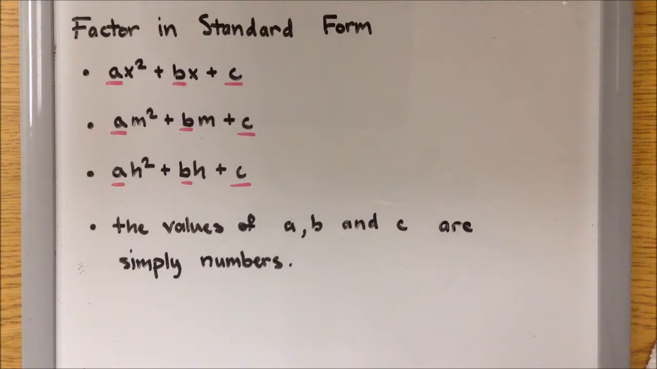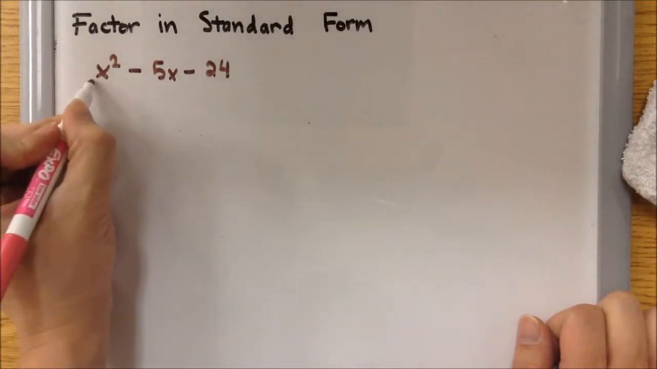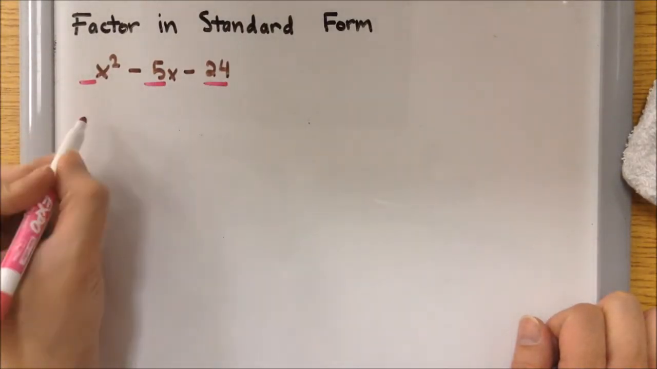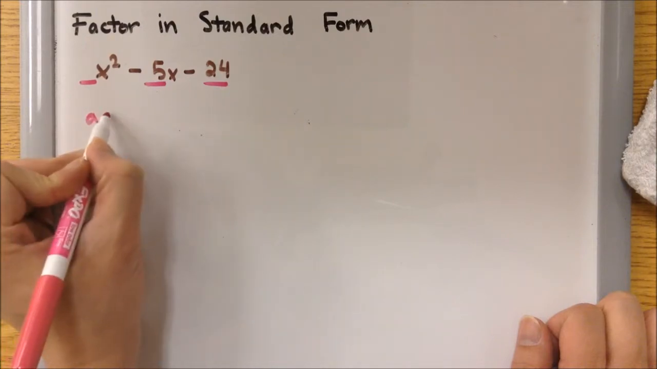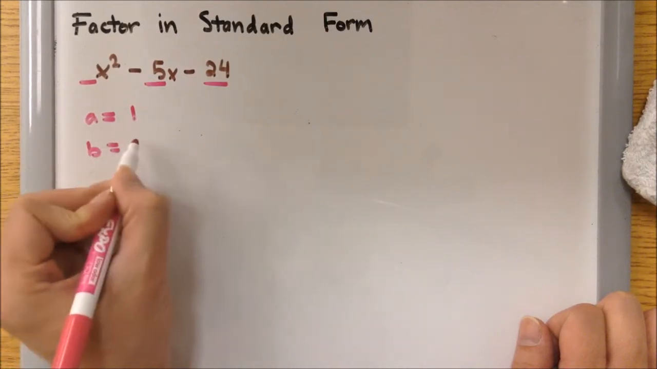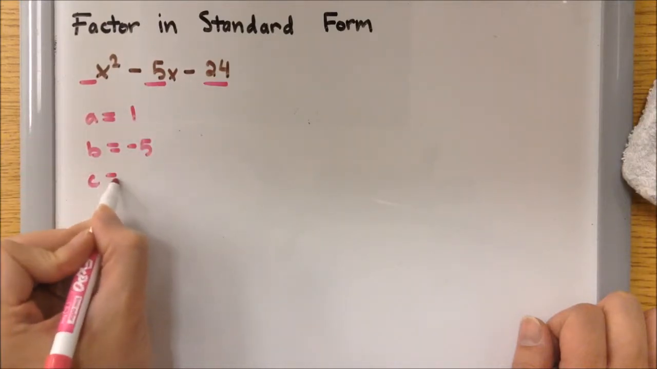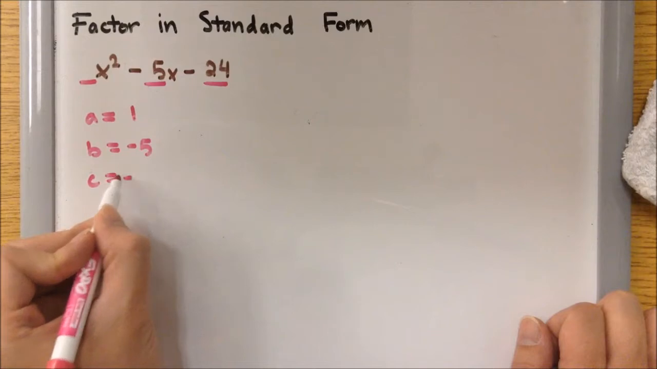Next, we're going to use this information on how to factor in standard form. In our first example, we have x squared minus 5x minus 24. What I'm going to do first is identify the ABC values. My A value is always the number in front of x squared, which is an invisible 1. My B value is the one in front of x, so -5, because it's minus. And my C value is the number without variables, so it's -24.